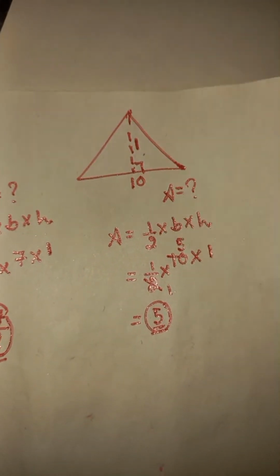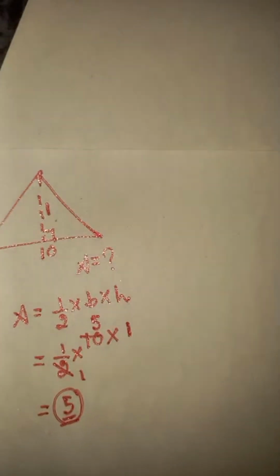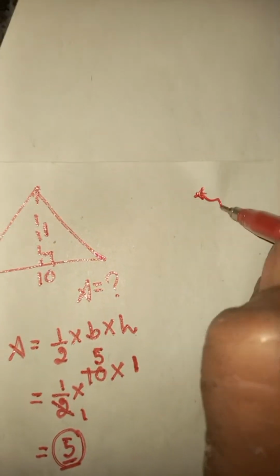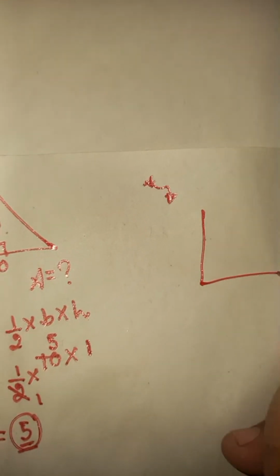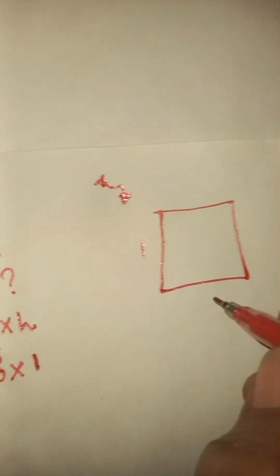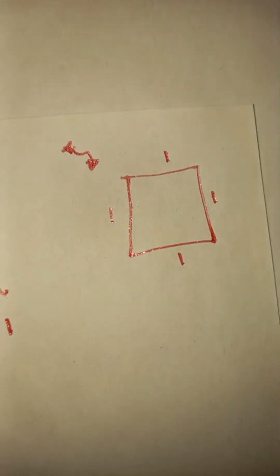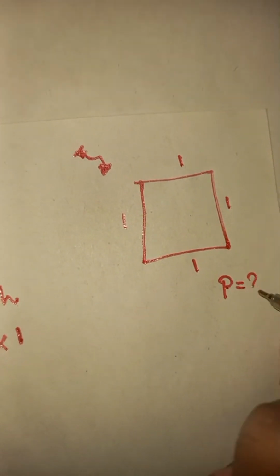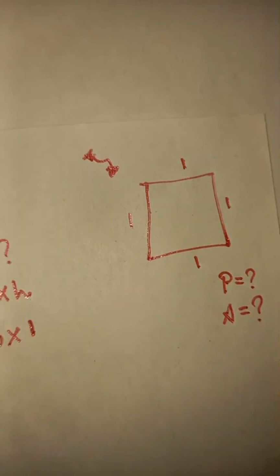Now this is all about triangles. Now I start to tell about squares. You can start by taking this square. In this square, they have given all sides as 1 unit. You need to find out the perimeter of the square and the area of the square.